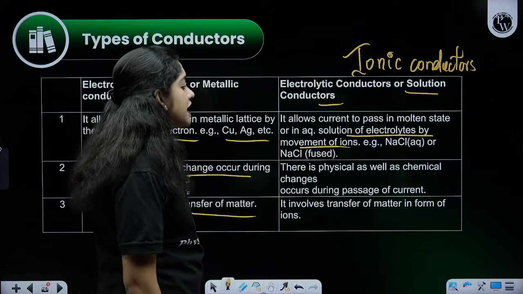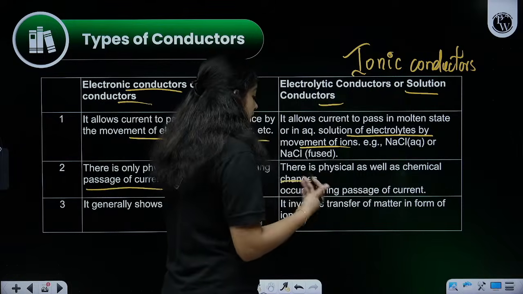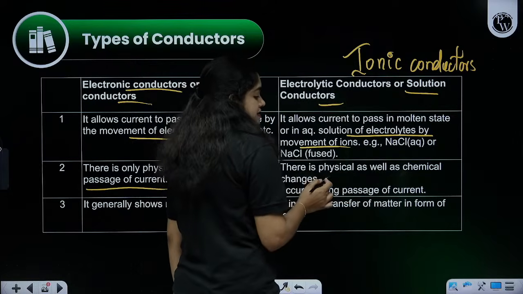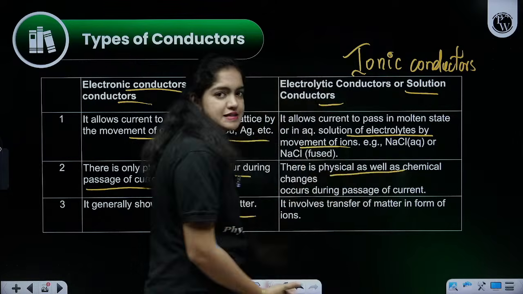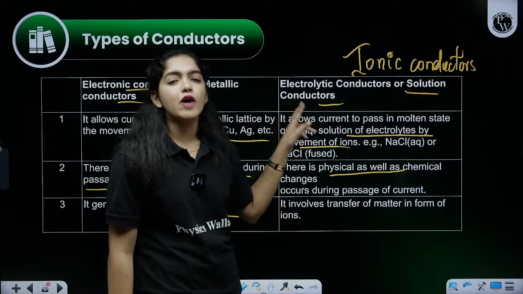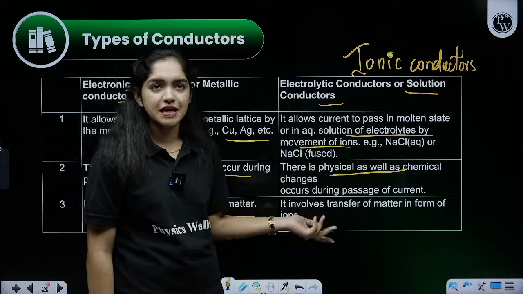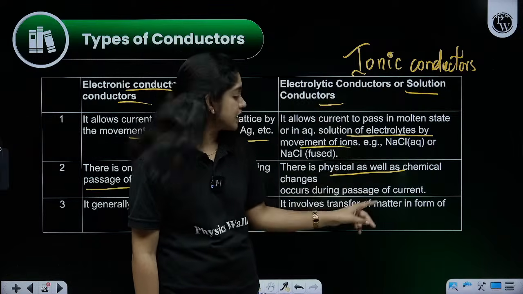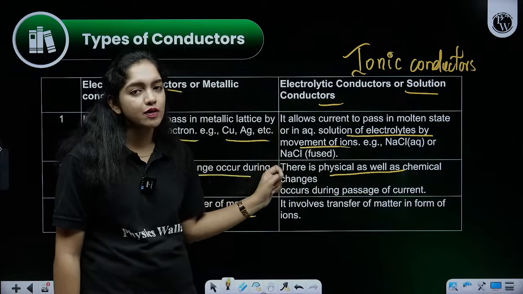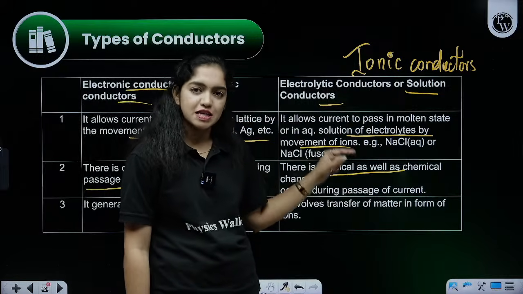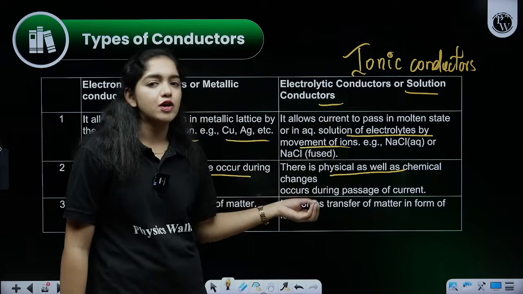There are physical as well as chemical changes occurring. Both changes are there. In the case of metallic conductor, there is only physical change, no chemical change. But in the case of ionic conductors like NaCl solution, KCl solution, MgCl2 solution, there is a chemical change because of the presence of the ions. Na+, Cl-, H+, OH-, a lot of ions will be in the solution.